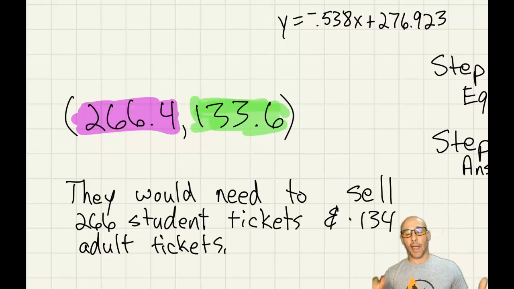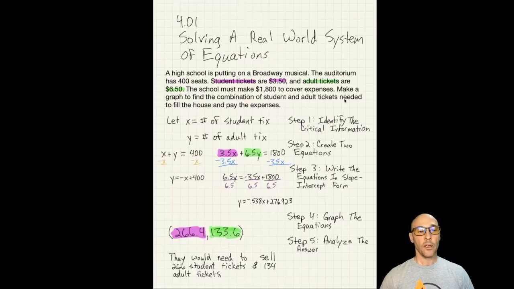Now notice that when I write this sentence out, I use the full word tickets, because I'm analyzing the situation and responding in context, and I don't want to use a word that's not really a word, like ticks. So that is how we can solve a real-world system of equations, and we ended up using some graphing technology in there as well.